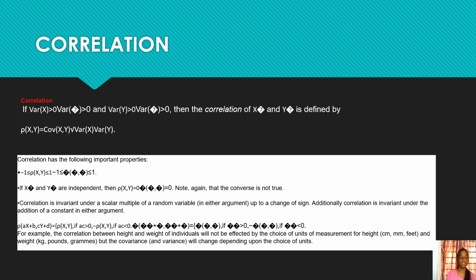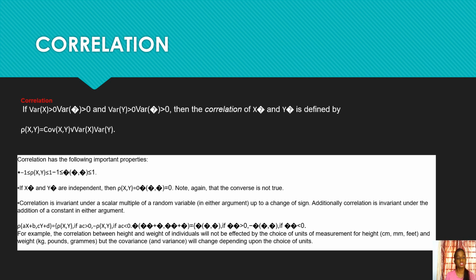Next, we'll see what is correlation. If variance of x is greater than 0 and variance of y is greater than 0, then the correlation of x and y is defined as rho of x, y equal to covariance of x, y divided by the root of variance of x times variance of y.